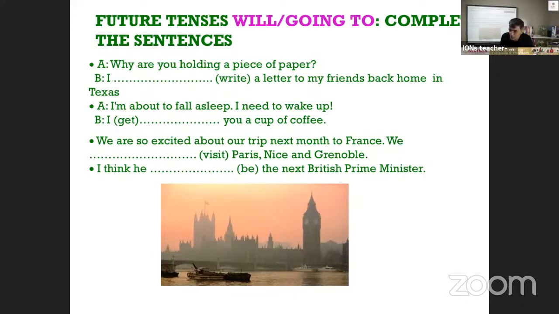So if you have a plan, what is the correct answer to this question? Why are you holding a piece of paper? Do we write will or going to, the future? Going to, absolutely. I'm going to write a letter to my friends back home in Texas. Perfect. You can understand it only from the situation. Perfect answer, Dwi. This piece of paper suggests that this guy has already made up his mind, his or her mind, because usually you wouldn't do that.